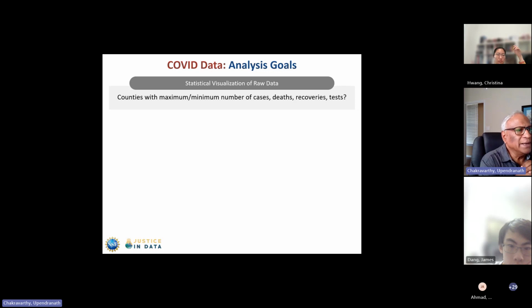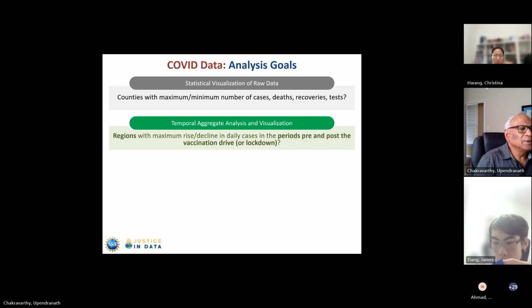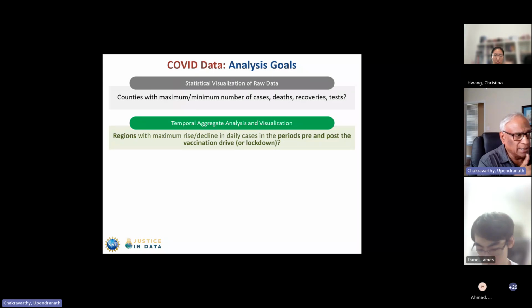So our interest was in doing this with respect to counties. There are about 3,000 plus counties. So that is the granule you can think of. Spatial granule is a county. Each county decides what they want to do in terms of various things. So counties with maximum and minimum number of cases, deaths, recoveries, tests. That is statistical visualization of raw data at the county level, because the information can be gathered at the county level.